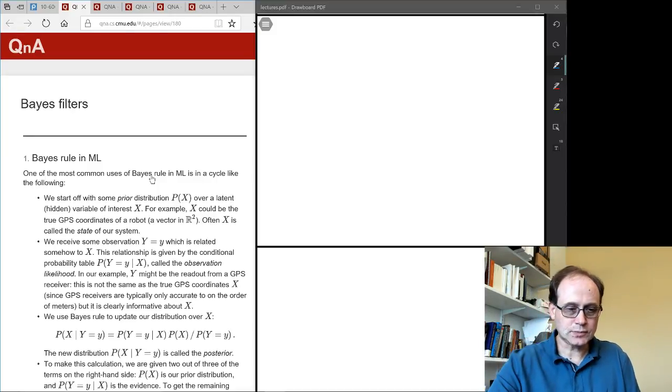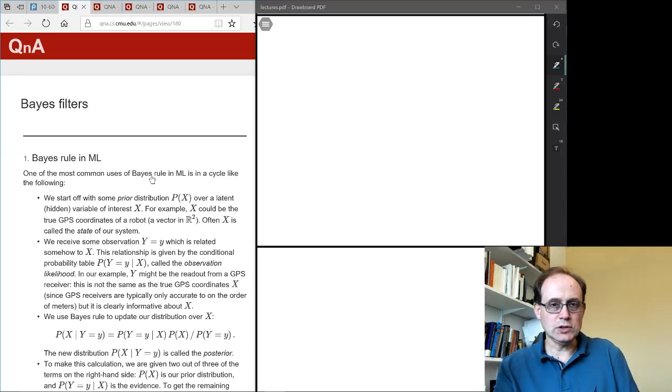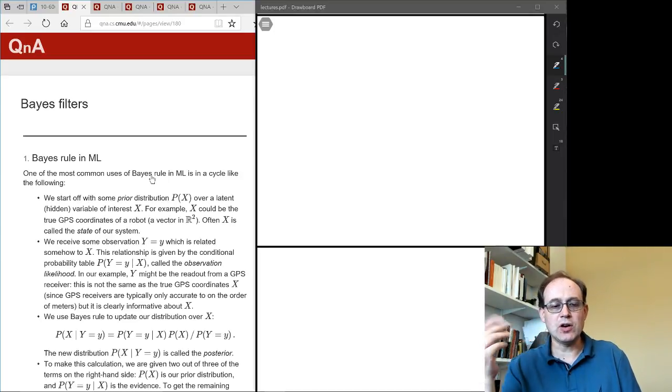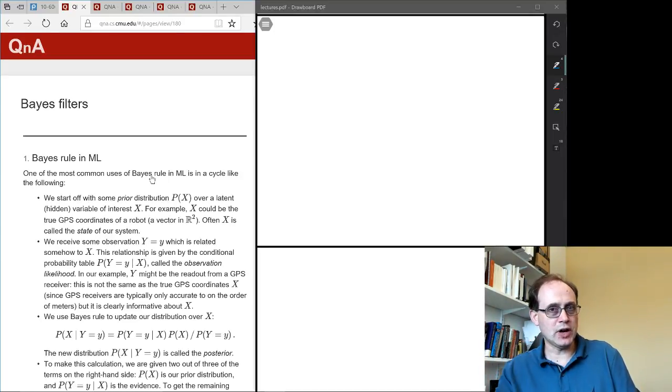So the general version of this is called a Bayes filter, and we'll work up to that. But to start out with, let's think about the following situation. We're going to start off with a latent variable, call it x. For example, x could be the GPS coordinates of a robot, which would be a vector in R squared. We'll call x our state vector.